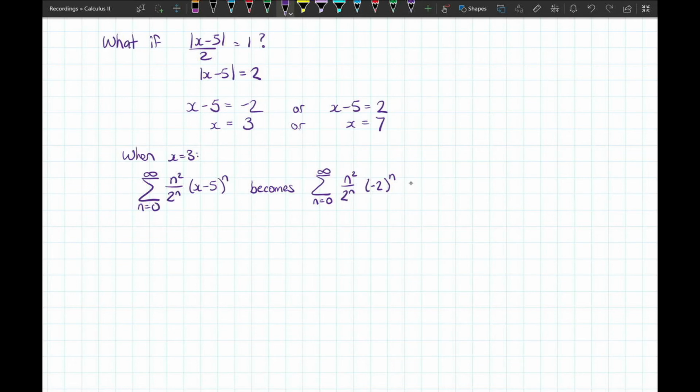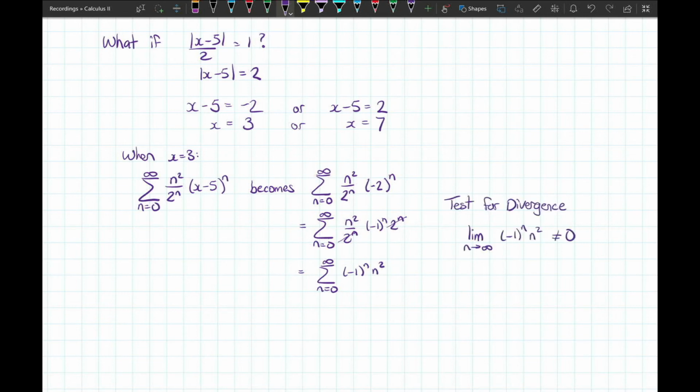We can simplify that series a little bit and rewrite that negative 2 to the power n as being negative 1 to the power n times 2 to the n. That cancels out these 2 to the n's. This gives us the alternating series negative 1 to the n times n squared. But this particular series is diverging because of the test for divergence. We can very clearly see that each of the individual terms, negative 1 to the n times n squared, is not approaching 0 as n goes to infinity. So this power series is going to be divergent when x is equal to 3.